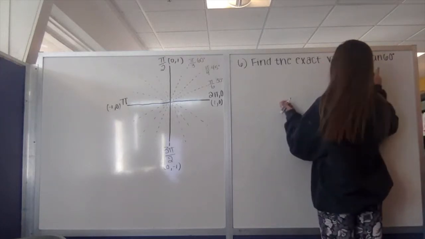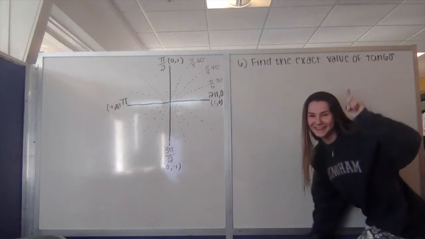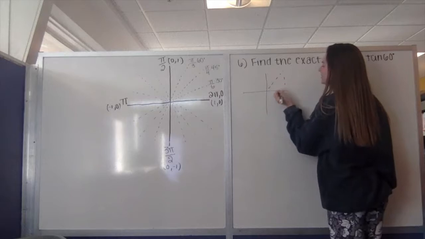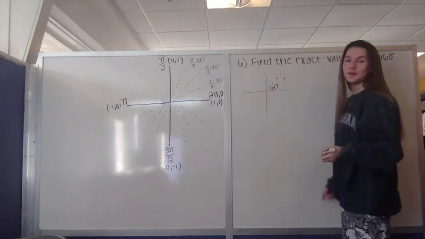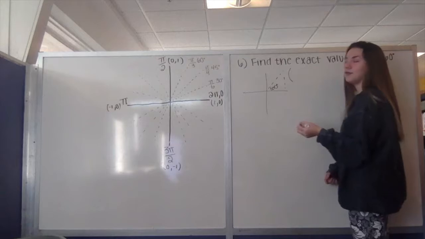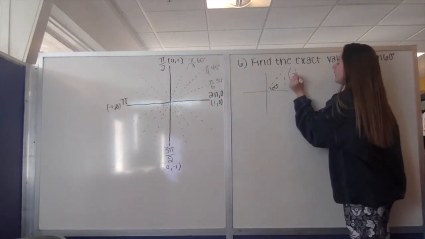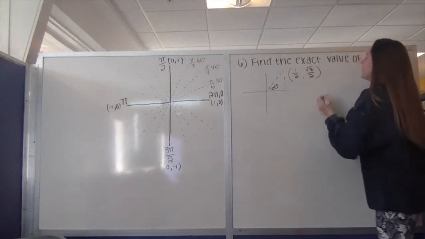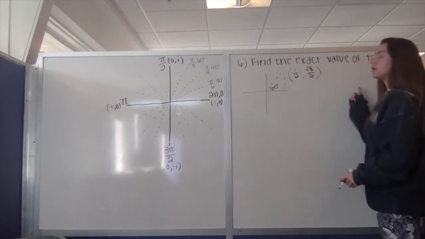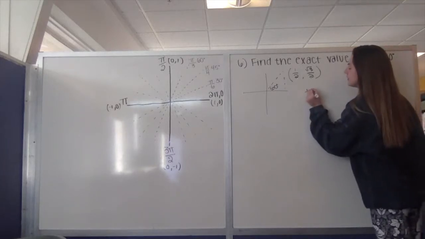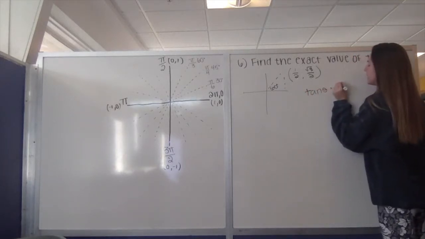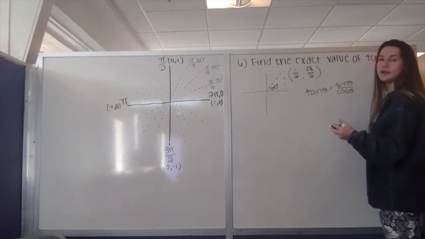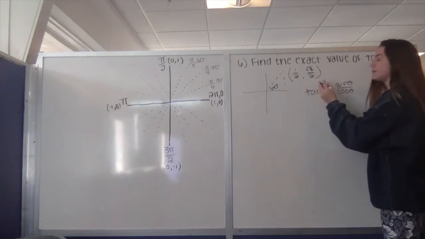So to find the exact value of tangent of 60 degrees, you would have to draw the unit circle and draw your 60-degree triangle. So that's a 60-degree triangle, and the coordinates for that are 1/2, comma, radical 3 over 2. So when you find tangent, you want to use one of our special identities, which is tangent of theta equals sine of theta over cosine of theta. And the x value is always sine, the y value is always cosine.